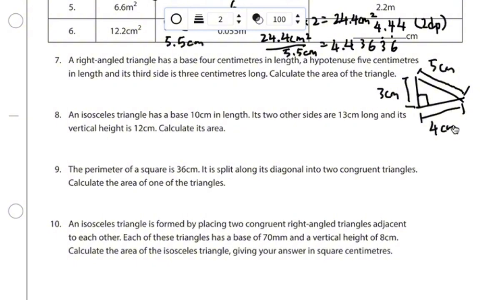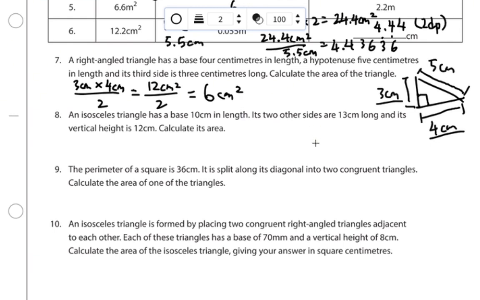Now, the area of a triangle is base times height divided over 2. So for this question, we will only need to use this and this length, which is 3 cm and 4 cm. So we will take 3 cm, multiply with 4 cm, and divide it over 2. So this would be 12 cm square over 2, which is 6 cm square.